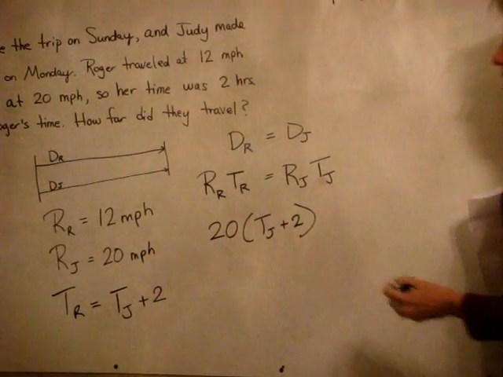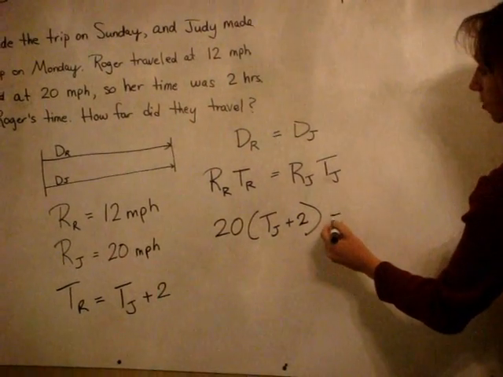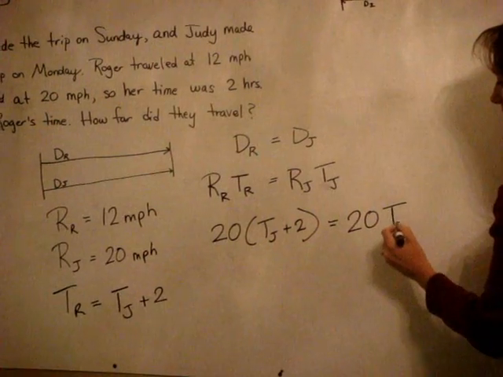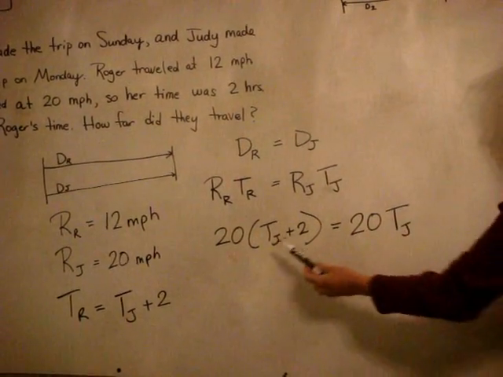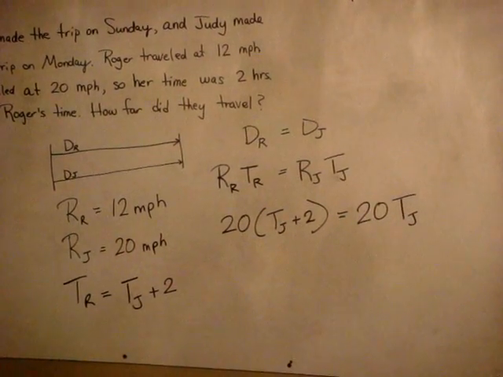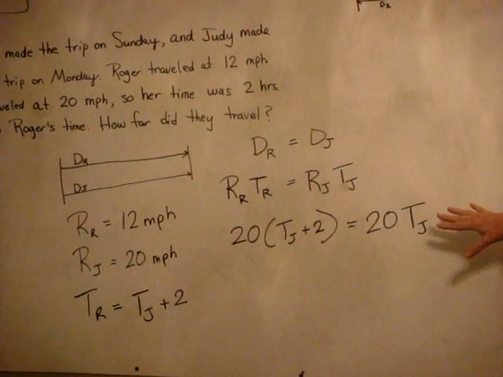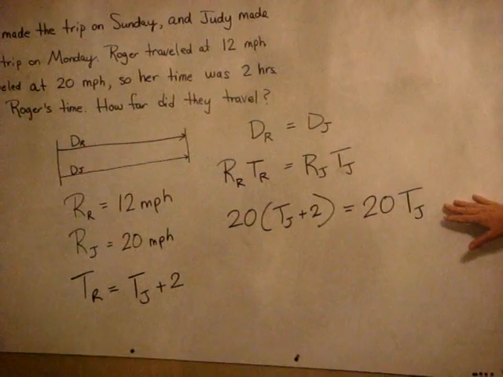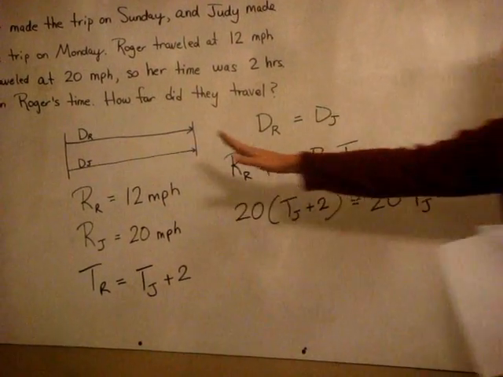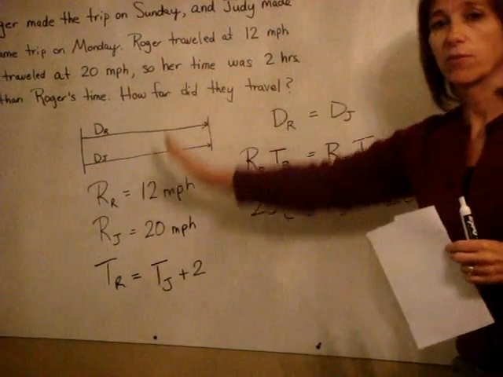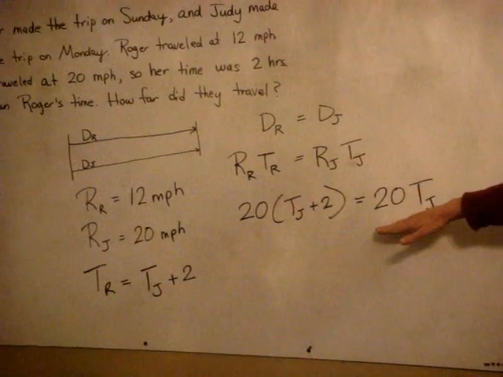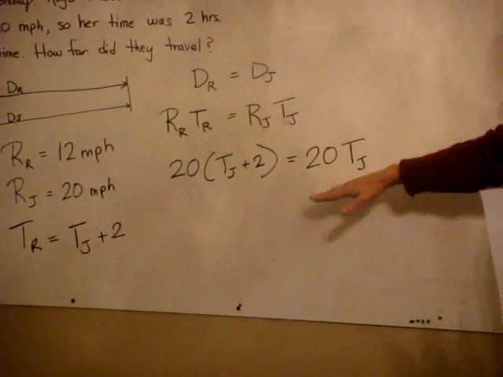We have the rate of Judy is 20. And we don't know the time of Judy, so we can put t sub J, time of Judy. So now we have one equation with just one unknown, and that's how we have to get it before we can solve it. So this is our basic setup. You're going to write your rate times time equals your rate times time. You're going to write down everything that you can figure out from your words, and then you're going to plug it into your problem. Now we're going to solve for the time of Judy.